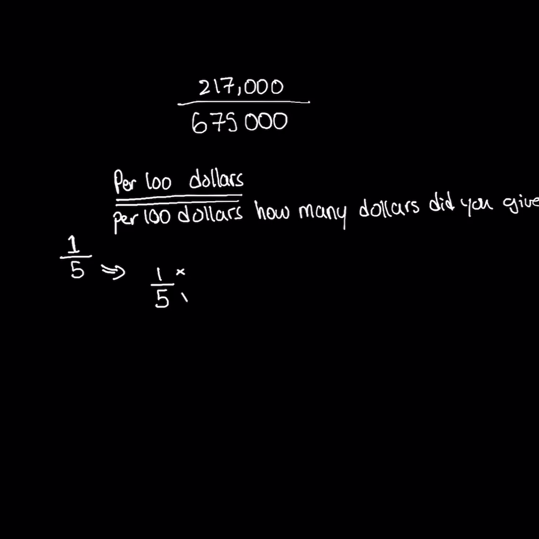So we multiply the top and bottom by some number that turns 5 into 100. We could try maybe 10 at first. So 1 times 10 is 10, and 5 times 10 is 50. Okay, so that's per 50, but we want to find it per 100, right? So let's multiply the top and bottom by 2, because that'll turn 50 into 100. So 10 times 2 is 20, and 50 times 2 is 100. So per $100, you gave away 20.